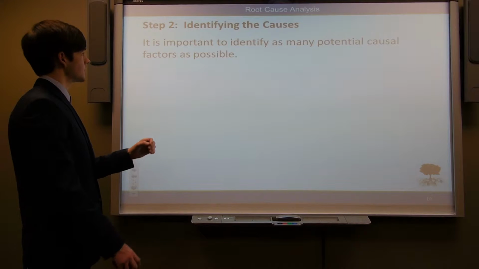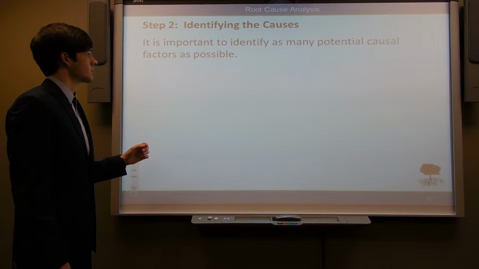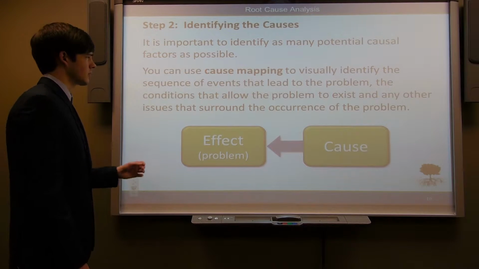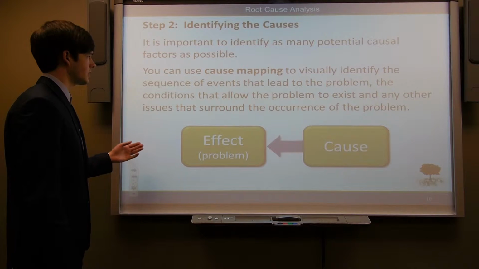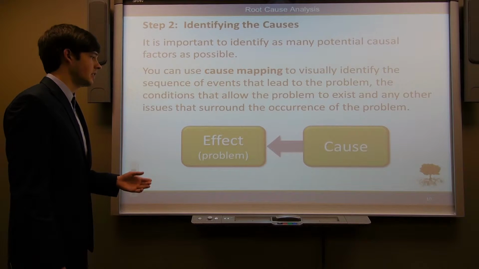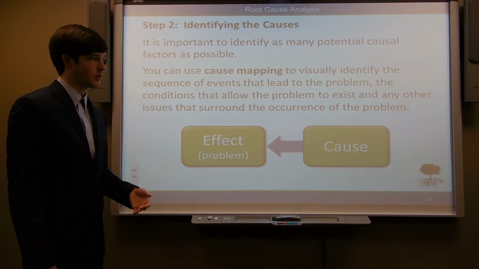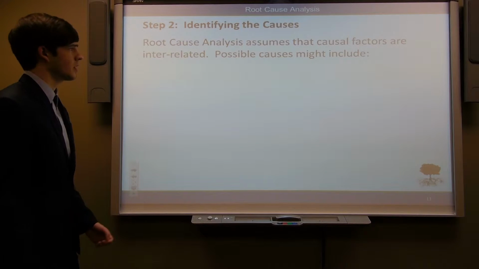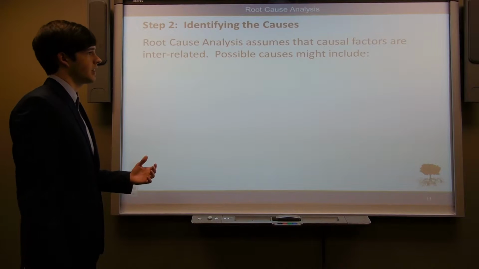Identifying the causes. It's important to identify as many potential causal factors as possible. You can use cause mapping to visually identify the sequence of events that lead to the problem, the conditions that allow the problem to exist, and any other issues that surround the occurrence of the problem. Root cause analysis assumes that causal factors are interrelated.